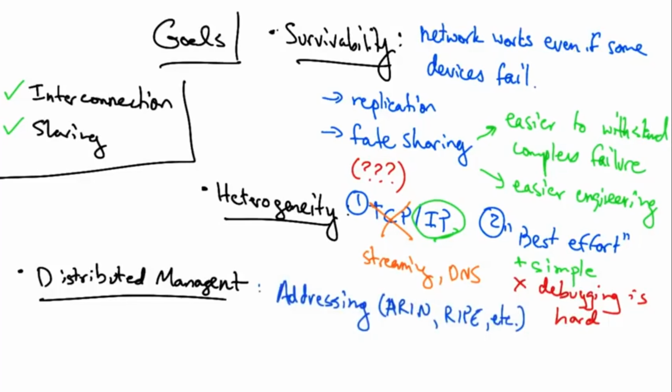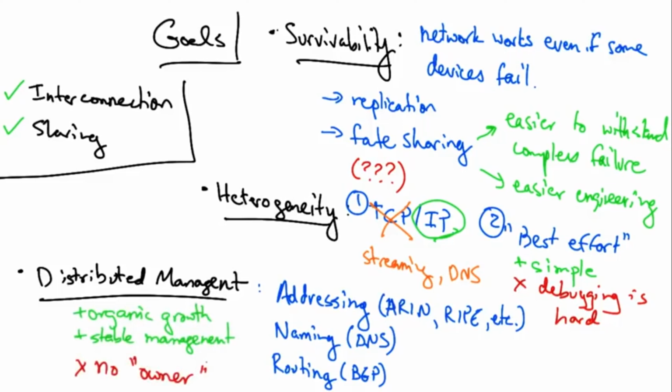Another goal of the Internet was distributed management, and there are many examples where distributed management has played out. In addressing, we have routing registries. For example, in North America, we have ARIN, or the American Registry for Internet Numbers. And in Europe, that same organization is called RIPE. DNS allows each independent organization to manage its own names, and BGP allows each independently operated network to configure its own routing policy. This means that no single entity needs to be in charge, and thus allows for organic growth and stable management. On the downside, the Internet has no single owner or responsible party.